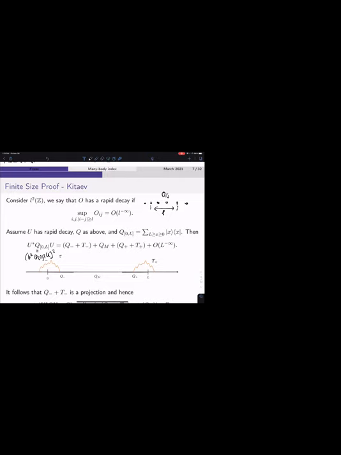So the only thing I have here is Q minus plus T minus squared, plus QM squared in the middle, which is QM, plus Q plus T plus squared, plus this error. So now looking at it, they are supported at different places. So the only way this can be true is if these two are equal. So each of them needs to be equal separately. So that shows that this Q minus plus T minus is a projection.